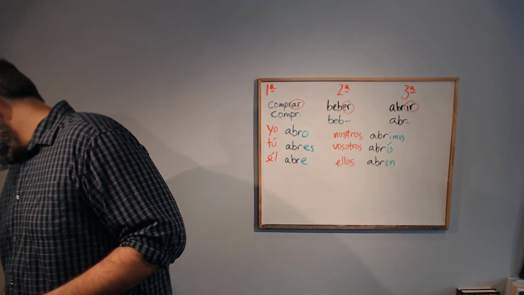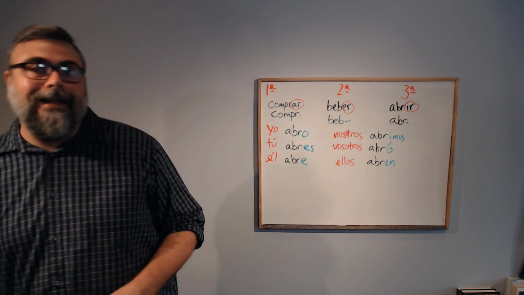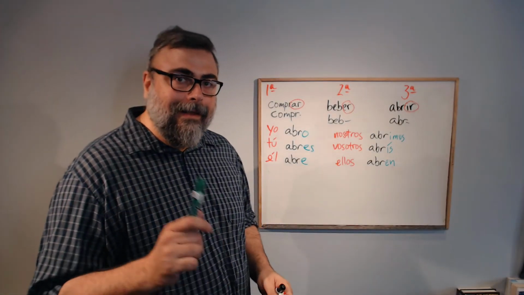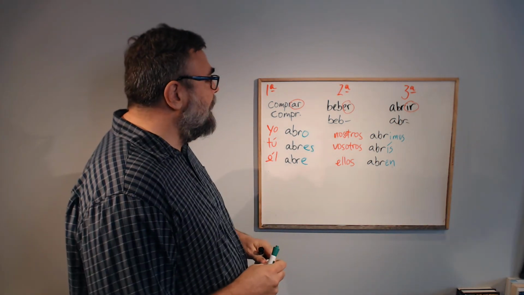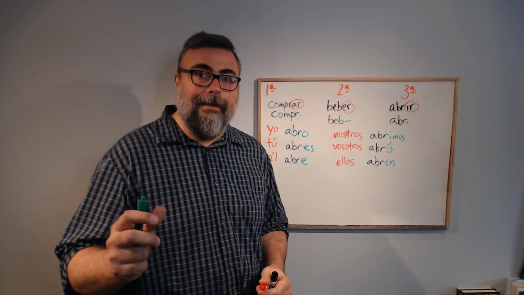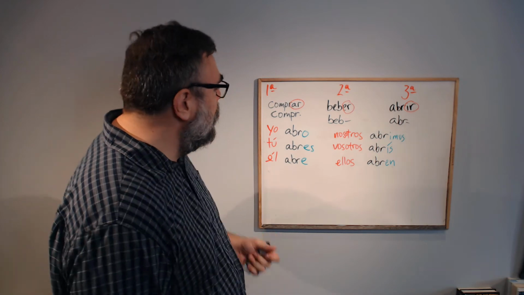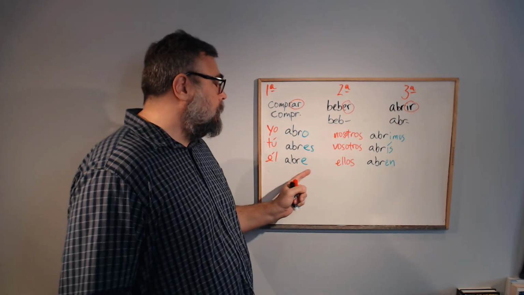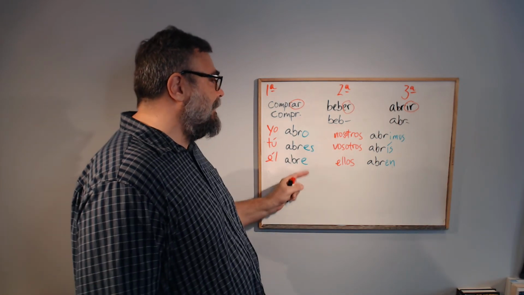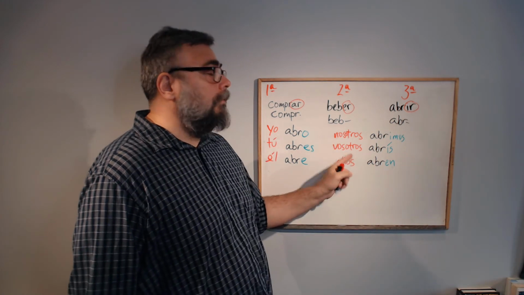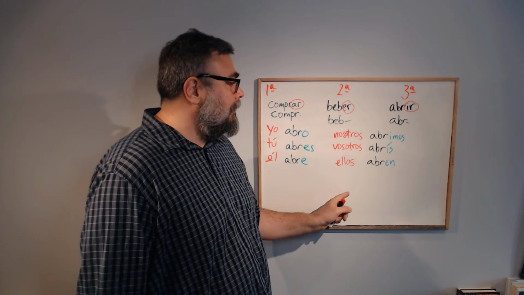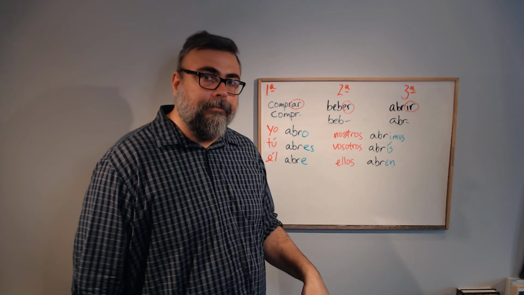Okay, let's do another IR verb. We'll do decidir, which is in your book. Okay? So decidir, decid would be the stem. So yo decido, tú decides, él decide, nosotros decidimos, vosotros decidís, ellos deciden.